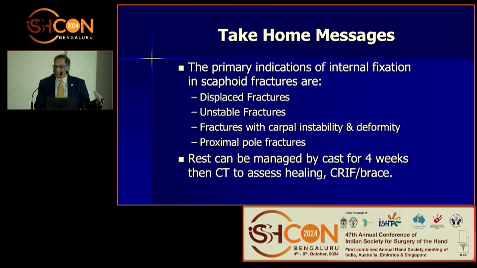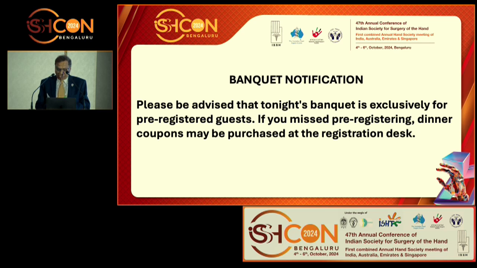So the take home message: primary indications for internal fixation of scaphoid fractures are displaced fractures, unstable fractures, fractures with carpal instability and deformity, and proximal pole fractures. The rest can be managed by cast for 4 to 6 weeks, then assessed at 6 weeks with a CT scan, according to the SWIFT trial of Joe Dice. Thank you very much. Next we'll go on to scaphoid non-union, and Srinivasan will take over that section.